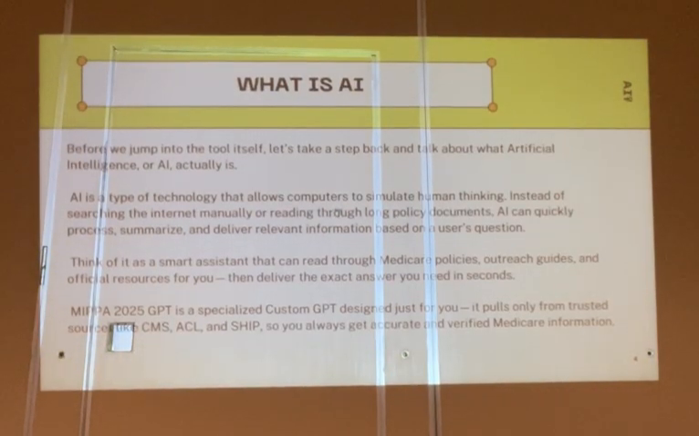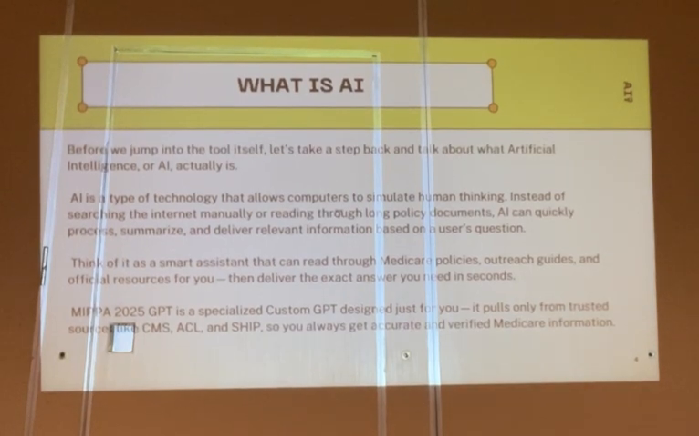If you aren't super familiar with ChatGPT, I know that all of y'all have heard about artificial intelligence and aren't sure how it works. It's a technology that allows computers to simulate human thinking. Instead of searching the internet manually or reading through long policy documents, it can process, summarize, and deliver relevant information based on your question. It looks at the language of your question and matches it to all of the language in any source linked to it to find the answer. So it's not really cognizant artificial intelligence. It's completely language based. The quality of what you get from it is 100% dependent on what you ask it. So, garbage in, garbage out.